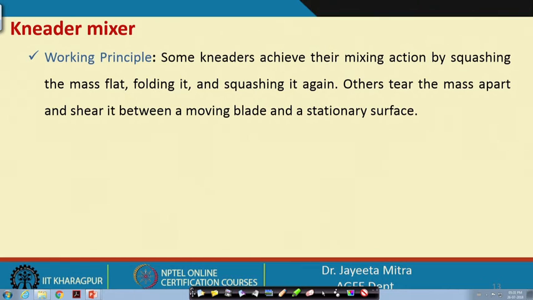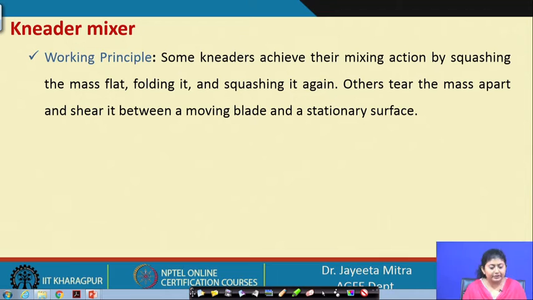Others tear the mass apart and shear it between a moving blade and a stationary surface. So, two kinds of kneader we may get in normal industrial practice. One is the kneader where the mixing action is by squashing the mass flat, folding it and again squashing, and the other method is to shear it between a moving blade and a stationary surface.